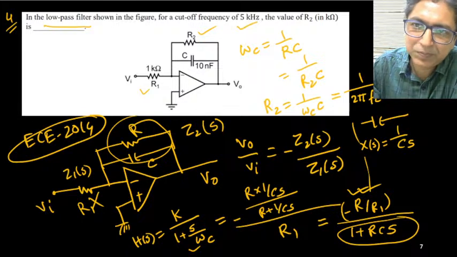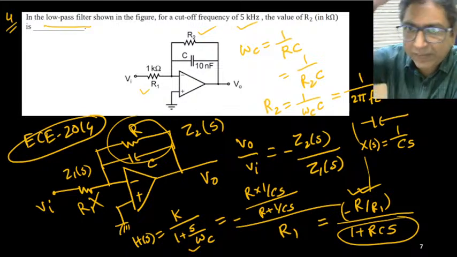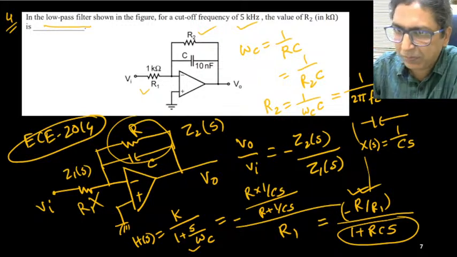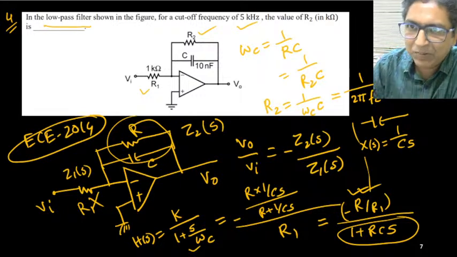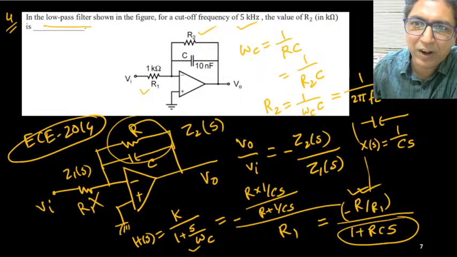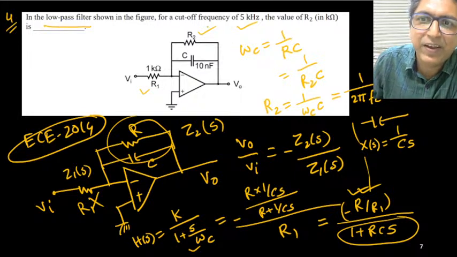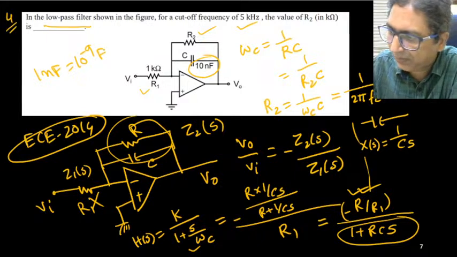Is it okay? So can you calculate the value for this R2? Anyone? What is the value for R2? If you replace everything, Fc equals 5 kilohertz, C is given 10 nanofarad. 1 nanofarad is 10 to the power minus 9 farad. That you can replace. So what will you get?